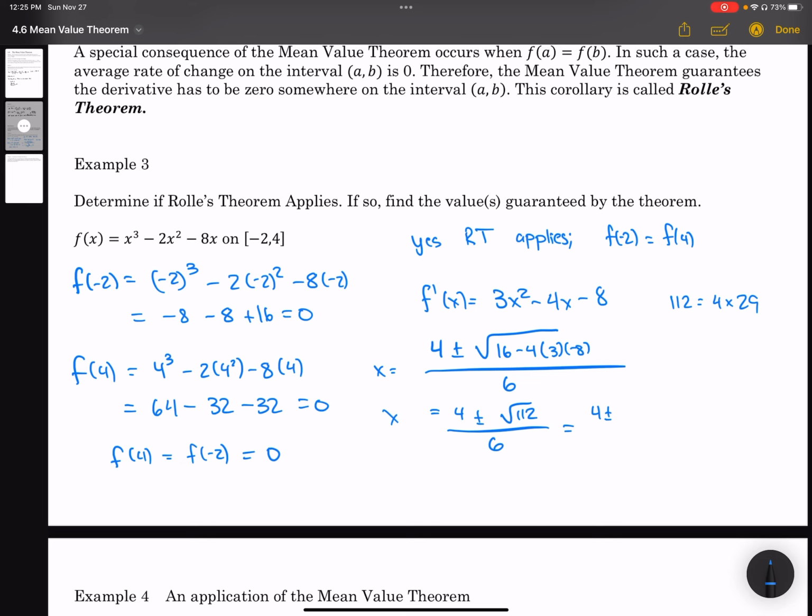Nope, 4 times 28. My apologies. So 4 times 28, which is 8 times 14. Okay, well, 8 is not a perfect square, that doesn't matter. But it is 16 times, what, 7? Yeah, 7. So we'll say that's plus or minus 4 square root 7 divided by 6, which is 2 plus or minus 2 square root 7 over 3.